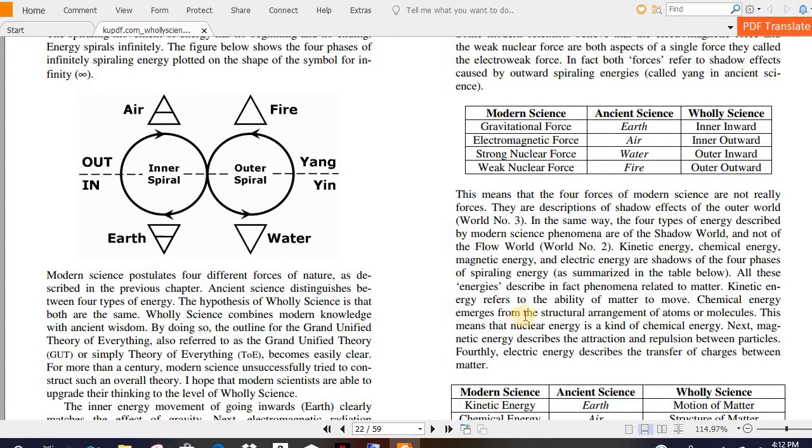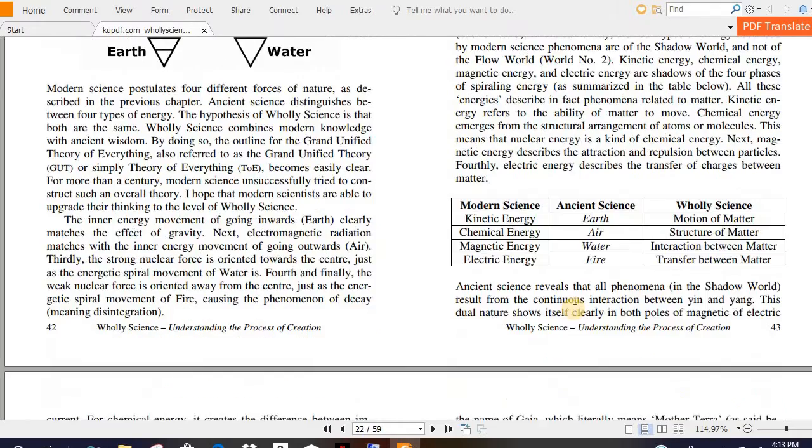All these energies describe, in fact, phenomena related to matter. Kinetic energy refers to the ability of matter to move. Chemical energy emerges from the structural arrangement of atoms or molecules. This means that nuclear energy is a kind of chemical energy. Next, magnetic energy describes the attraction and repulsion between particles. Fourthly, electric energy describes the transfer of charges between matter.